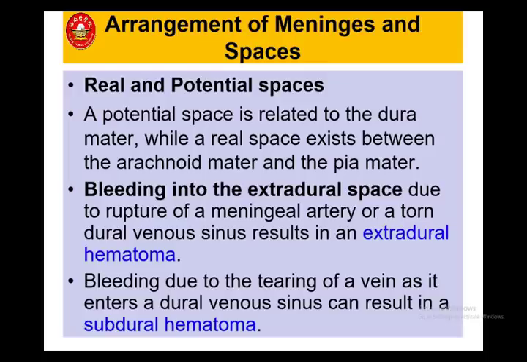Now we'll talk about the arrangement of the meninges. We have already done the three layers of meninges. Now we are talking about the arrangement and the spaces. There are two kinds of spaces, the potential and the real spaces. A potential space is related to the dura mater, while a real space exists between the arachnoid mater and the pia mater, which is already present, and the cerebrospinal fluid is moving through there.